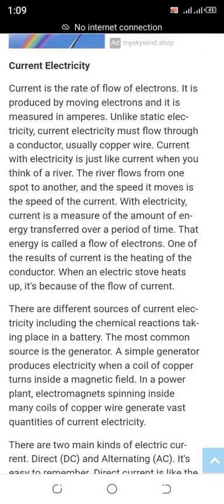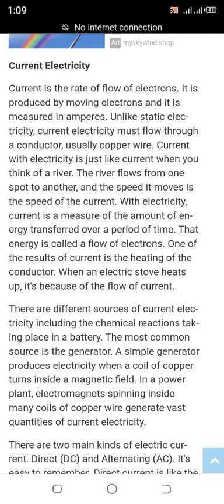Current electricity. Current is the rate of the flow of electrons. It is produced by moving electrons and it is measured in amperes. Unlike static electricity, current electricity must flow through a conductor, usually copper wire. Current in electricity is just like the current when you think of a river. The river flows from one spot to another, and the speed it moves is the speed of the current. With electricity, current is a measure of the amount of energy transferred over a period of time. That energy is called a flow of electrons.